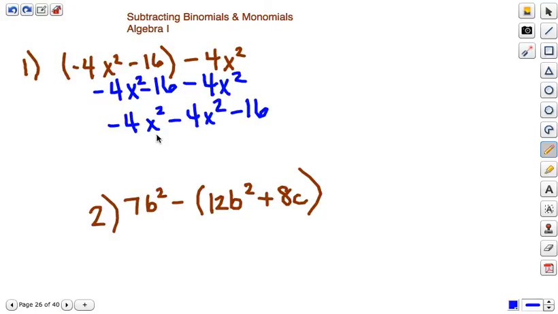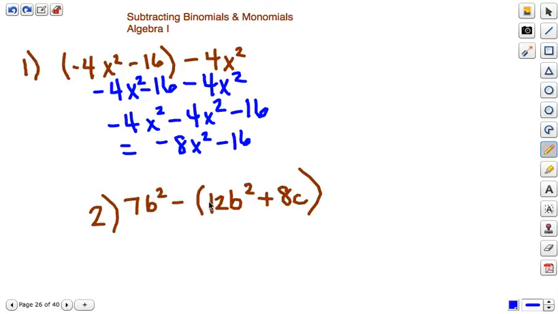All right, and then we are just going to combine these like terms. So we have negative 4x squared minus 4x squared. That is negative 8x squared. And then bring down the minus 16. All right, the next one.